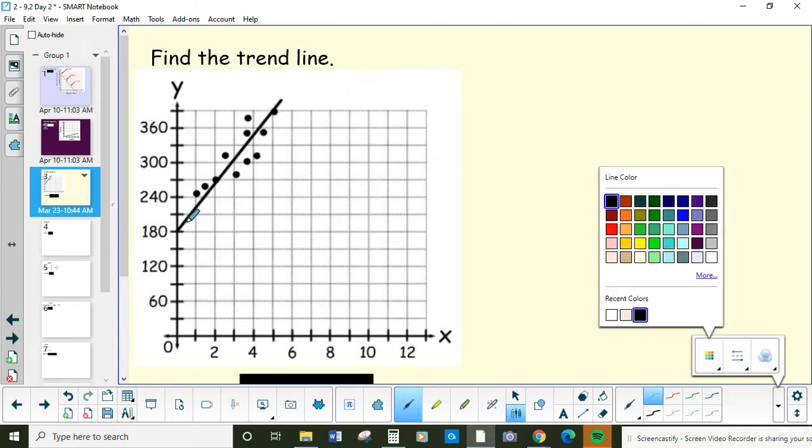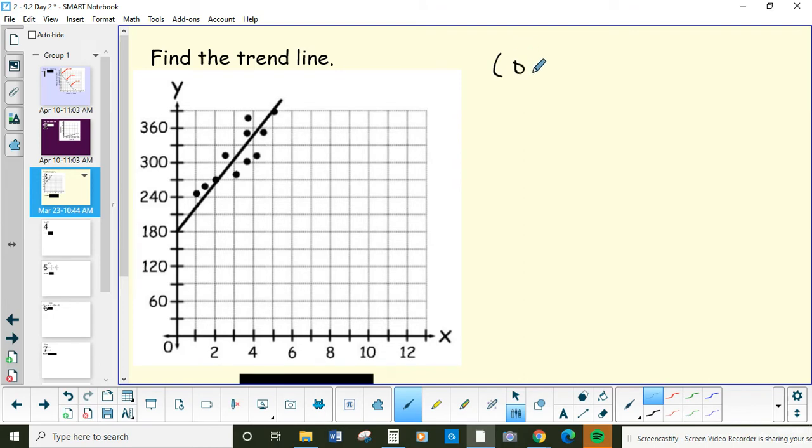So it looks like we have a point here at 0, 180. And a point up here at like 5, 390. You guys see where I'm getting a 390 from? Right? These are counting by 30s, every one of these. So if I went up from 360 one more, that'd be 390. All right, so I got to get the slope and the y-intercept.